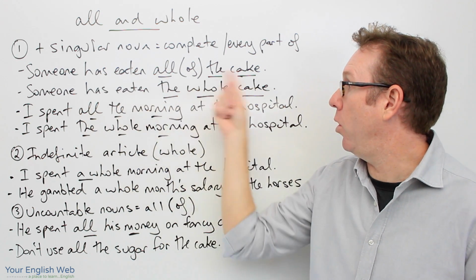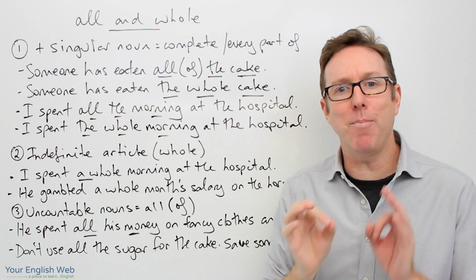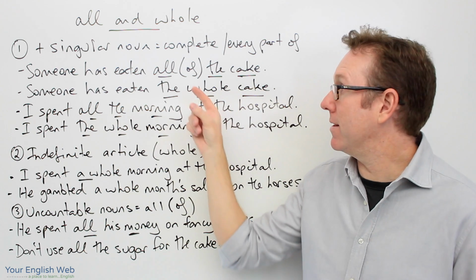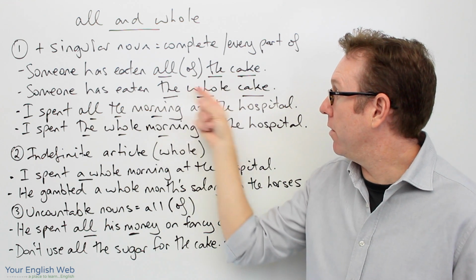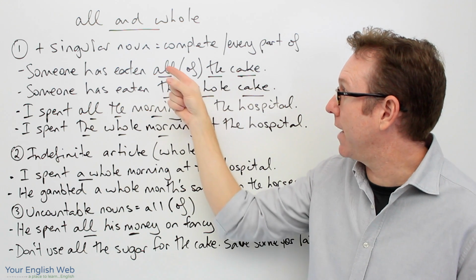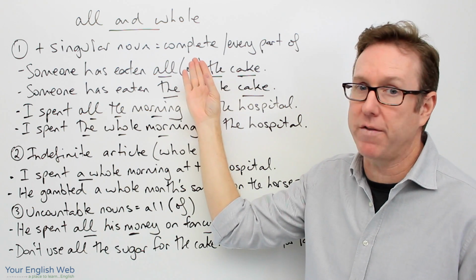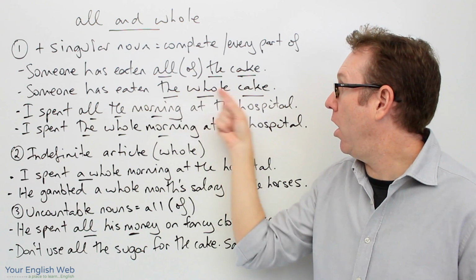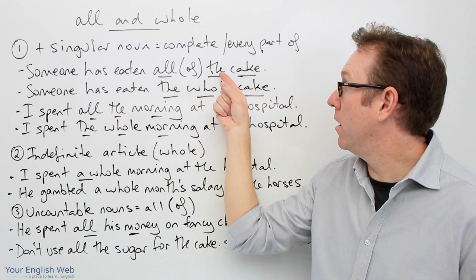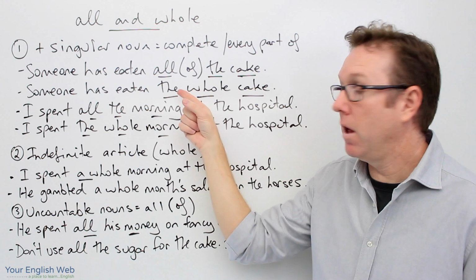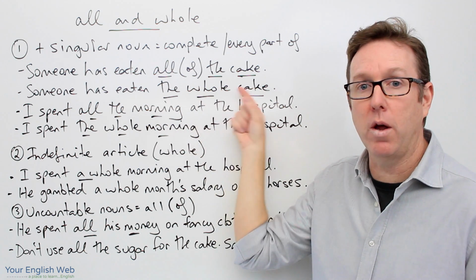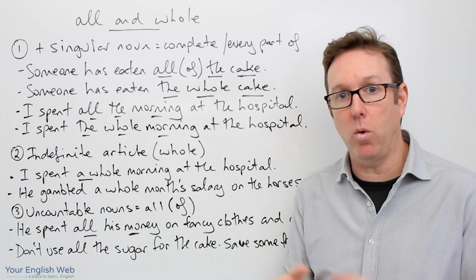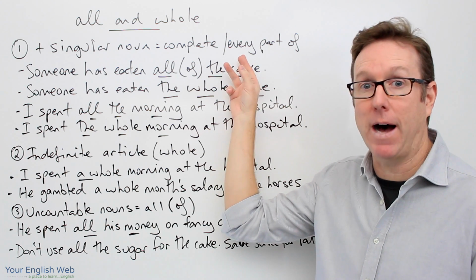So someone has eaten all of the cake, someone has eaten the whole cake, meaning exactly the same. There's no difference. The only difference we can see is the order of this part here. So we say all of is not necessary, but we can put it in. All of the cake, the whole cake. So all determiner noun, the determiner whole noun. So that's the order that we use when we are using all and whole, meaning complete or every part of.